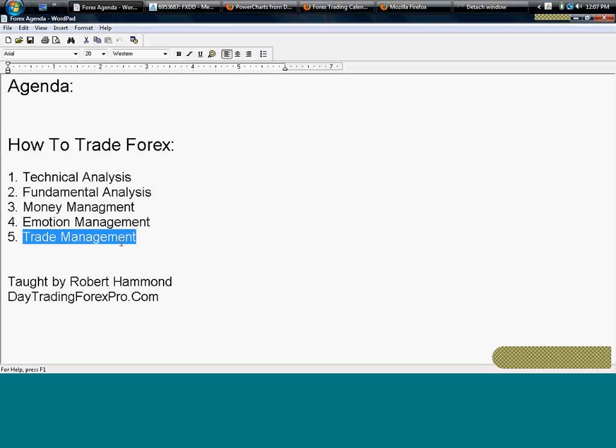We also covered trade management, which means: what do you do once you're in a trade? What's the price you're going to put the trade in at? What's your stop loss? What's your take profit? Are you going to use a trailing stop loss? At what point are you going to exit the trade and take profit? So we cover all of those things, ladies and gentlemen, and that's what we do at daytradingforexpro.com.